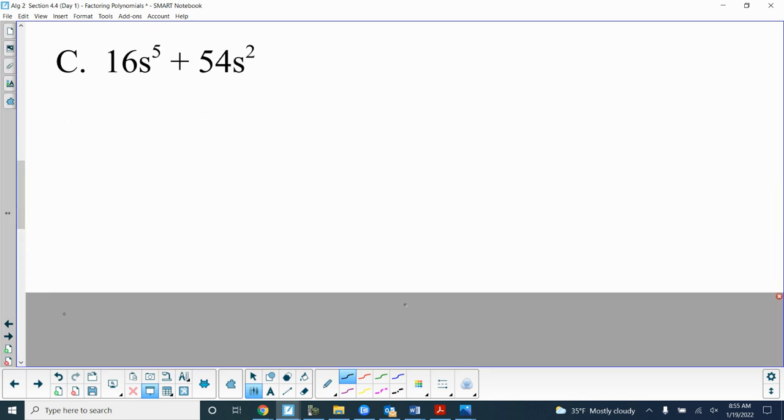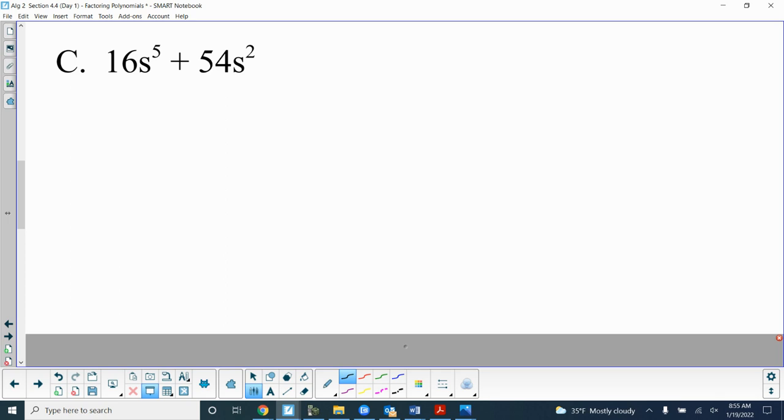Is there a GCF? Yes, we have to pull that out. S squared. What else? What number goes into 16 and 54? 2, 4? I think it's just 2. 4 won't go into 54. All right, so 2 works.